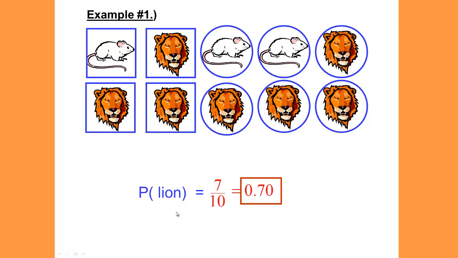What is the probability of being a lion? Well, as we look at our pictures, we have 7 lions out of the 10 figures. So our probability would be 7 out of 10, or 0.70.